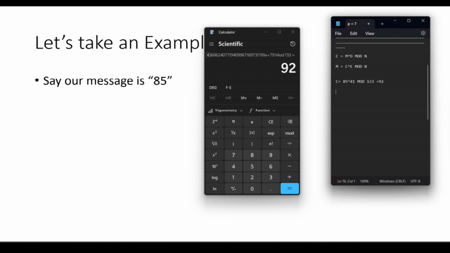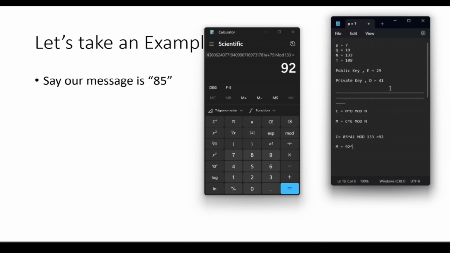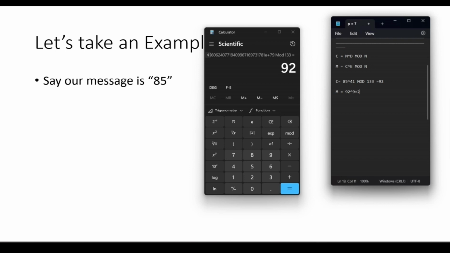Now how do we ensure that this actually works? We can do that by decrypting it. Let's see if we can obtain our message by using this formula. That's 92 raised to the public key, that is 29, mod 133. 92 raised to 29 mod 133. Yes.